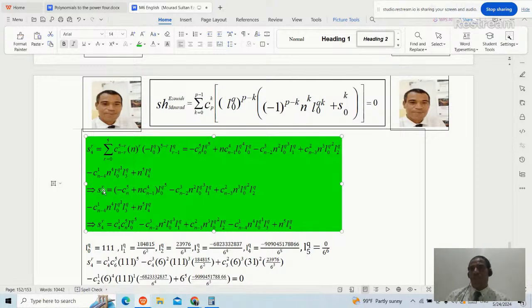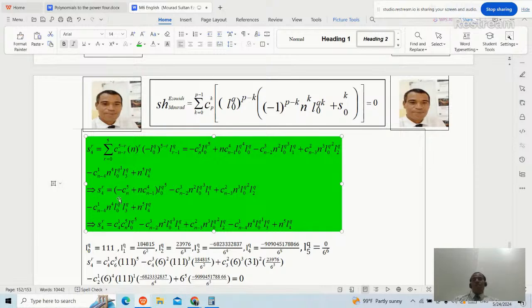I'll just close the parentheses. We told that S4 of order q is negative combination n choose 5 plus n minus 1 choose 4, all times L0 of order q to the power 5, because L0 of order q to the power 5 is a common factor, minus combination n minus 2 choose 3 times n square times L0 of order q to the power 3 times L1 of order q, plus combination n minus 3 choose 2 times n cubed times L0 of order q squared times L2 of order q, minus n combination n minus 4 choose 1 n raised to the power 4 multiplied by L0 of order q times L3 of order q, plus n raised to the power 5 L4 of order q.